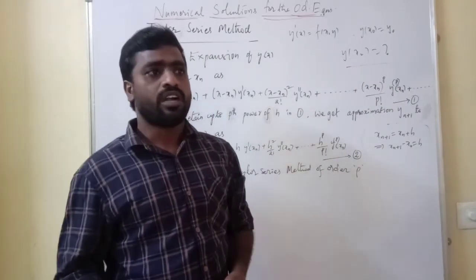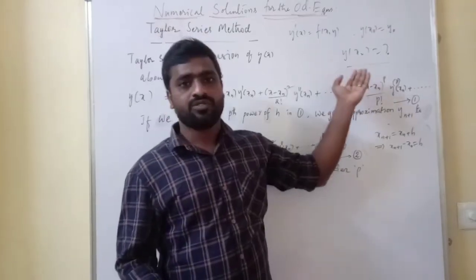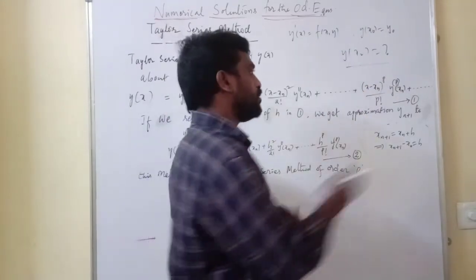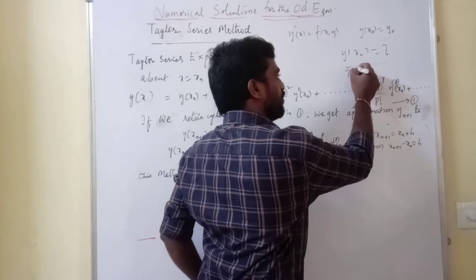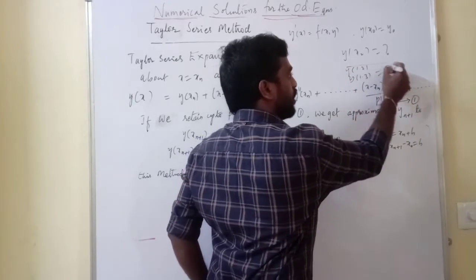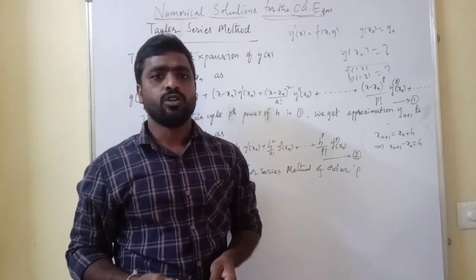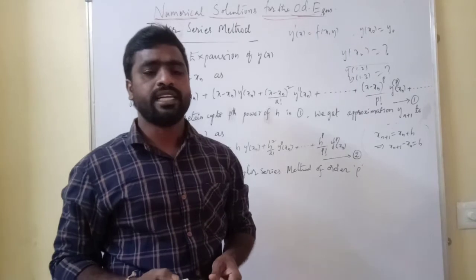Continuously, we can ask questions such as determining y of x1, that is, y of some value of x, which may be a real value, like y of 1.2 and y of 1.3 and so on. Such types of questions may be asked. You can determine these by using numerical methods, and one of the known methods is the Taylor series method.